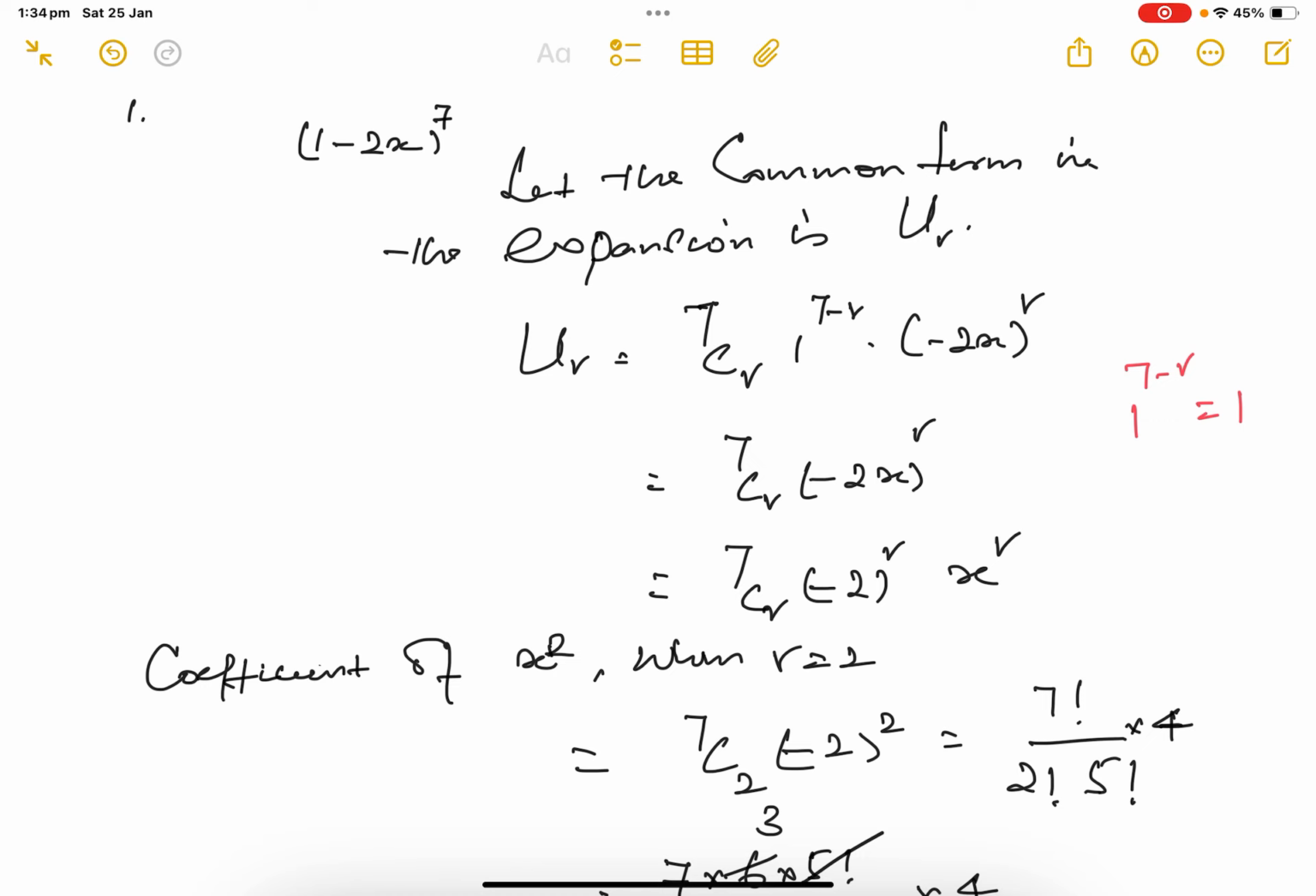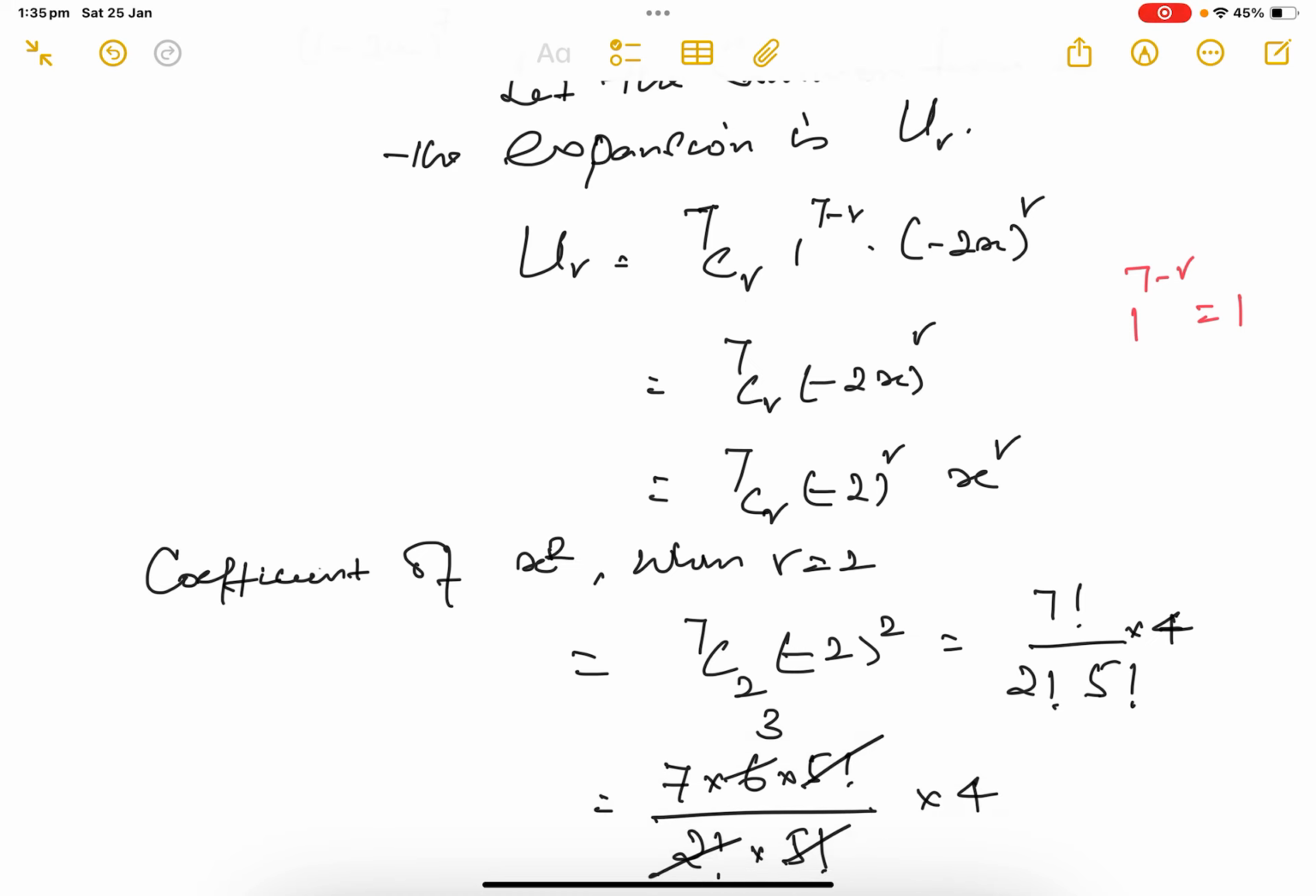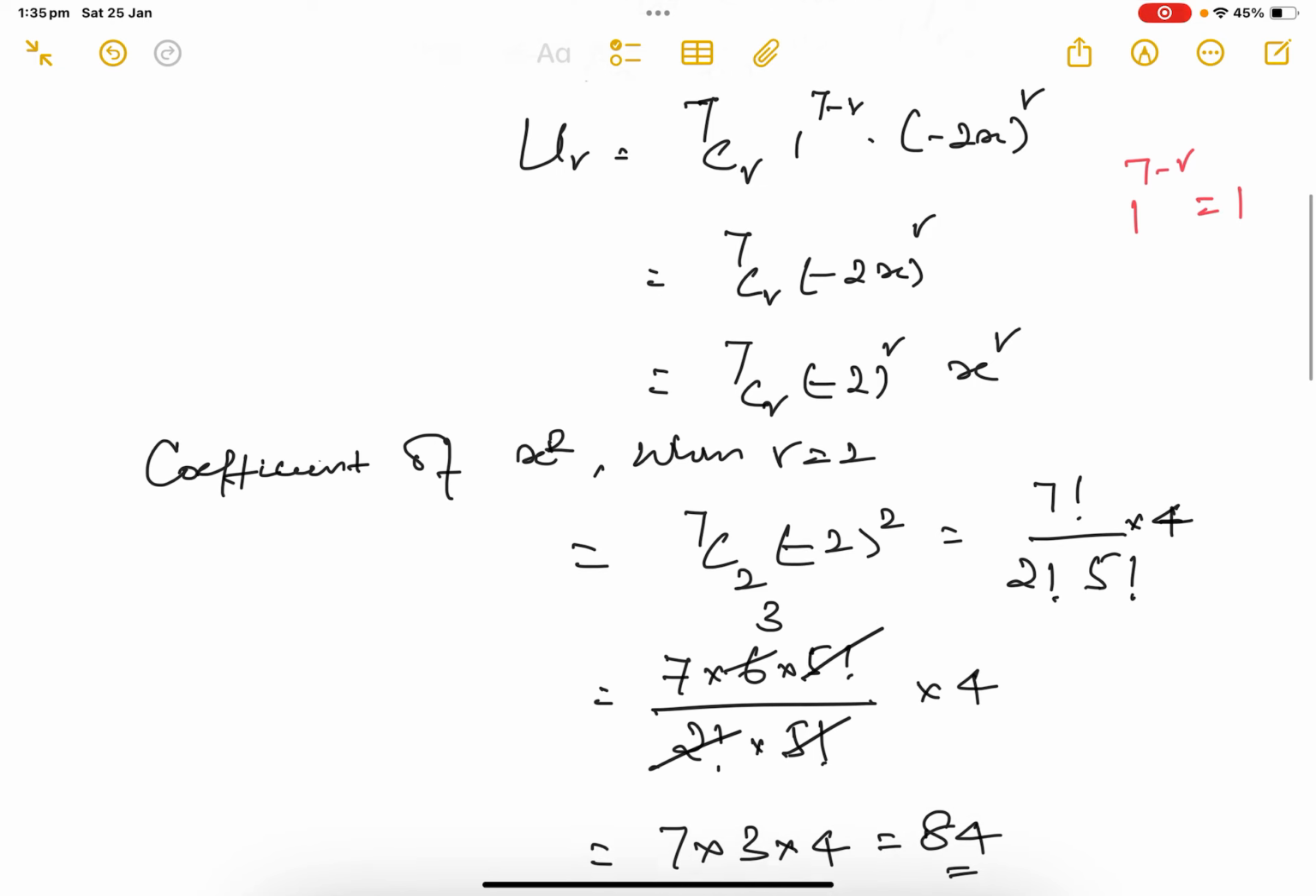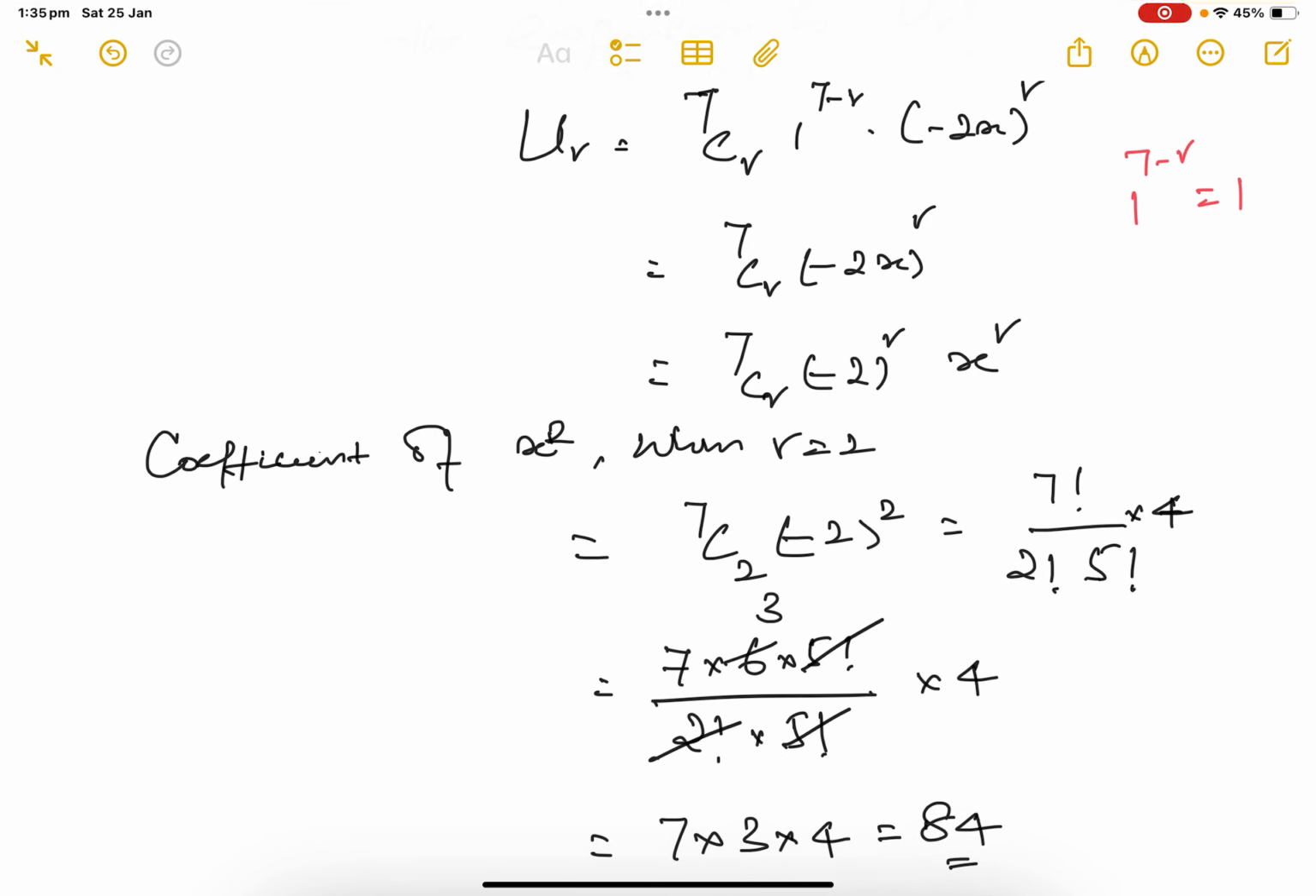Expand it or simplify it: 7Cr times (minus 2x) to the power r, because 1 to the power of 7 minus r equals 1. 1 to the power of anything is 1, so leave that out. Then take the x out of the bracket: 7Cr times minus 2 to the power of r, and x to the power of r. So the coefficient of x to the power of r is 7Cr times minus 2 to the power of r.